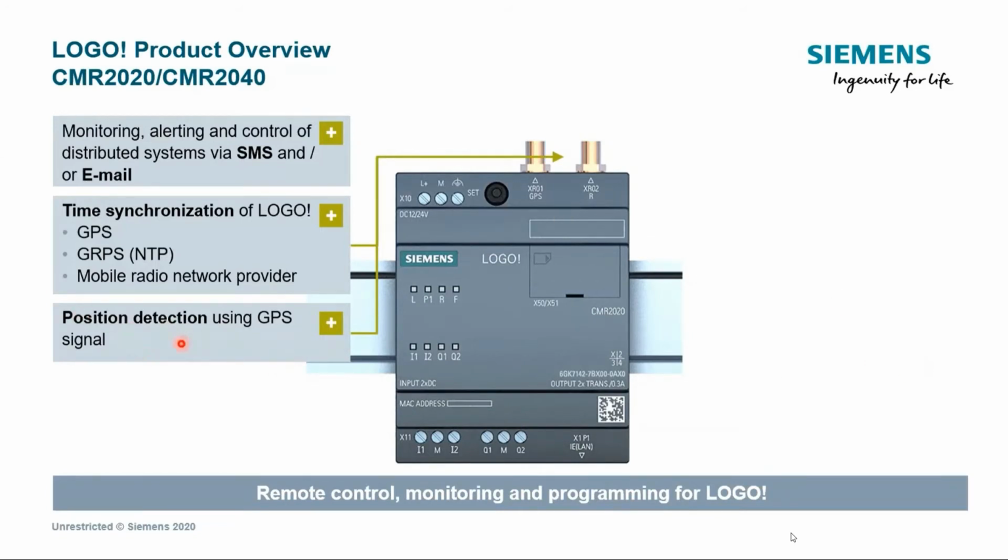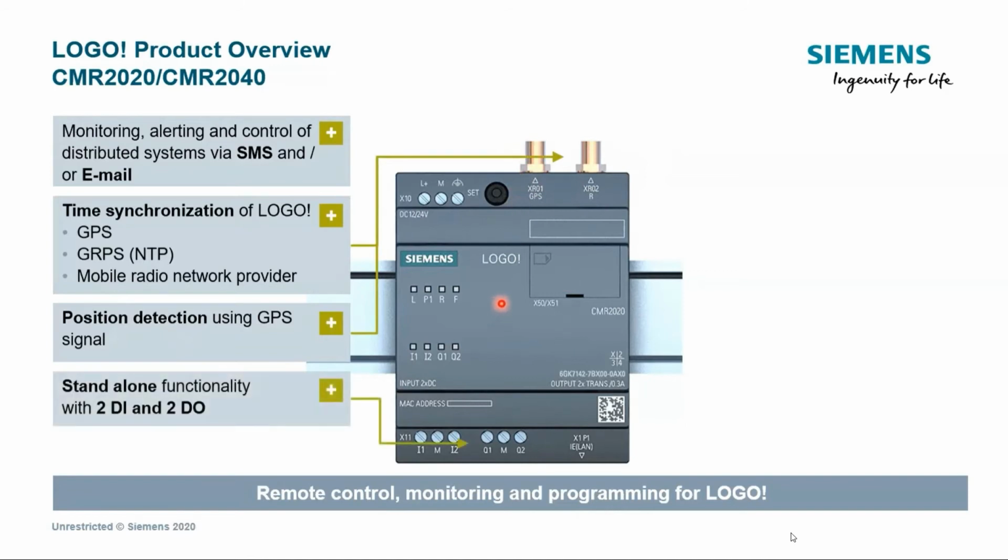As we said, position detection using the GPS, if you are using it, is very interesting in tracking applications. This CMR can be used if there is no LOGO logic module involved. It can be used as a standalone because it has two digital inputs and two digital outputs over here. If your application is to monitor one signal, or monitor and control one or two signals, then this might be all you need. It can be a standalone, monitoring these inputs and controlling these outputs.